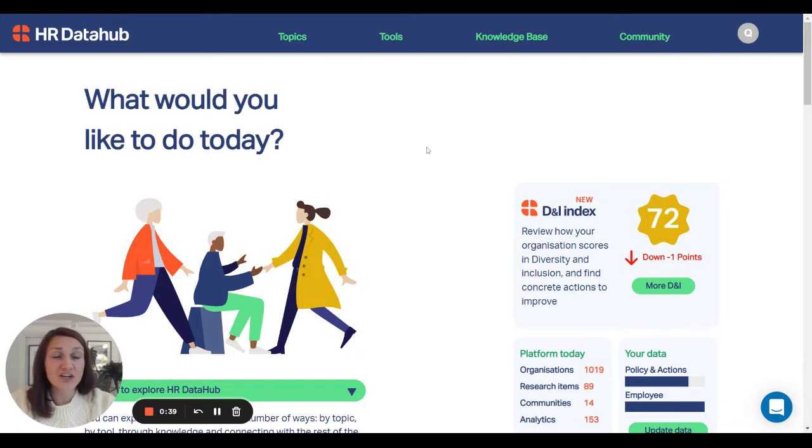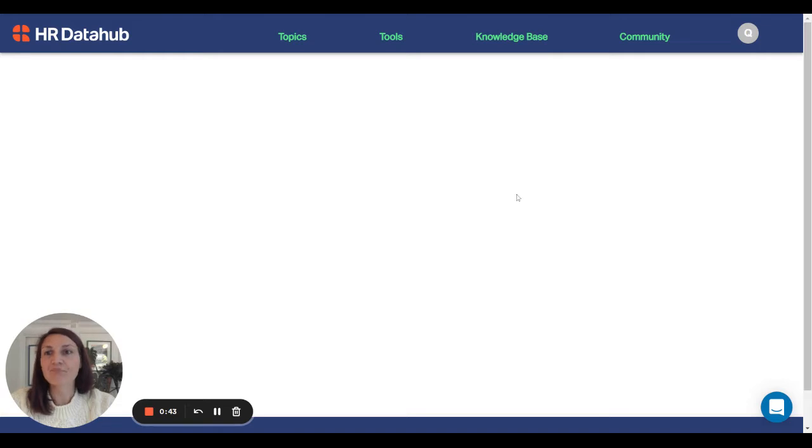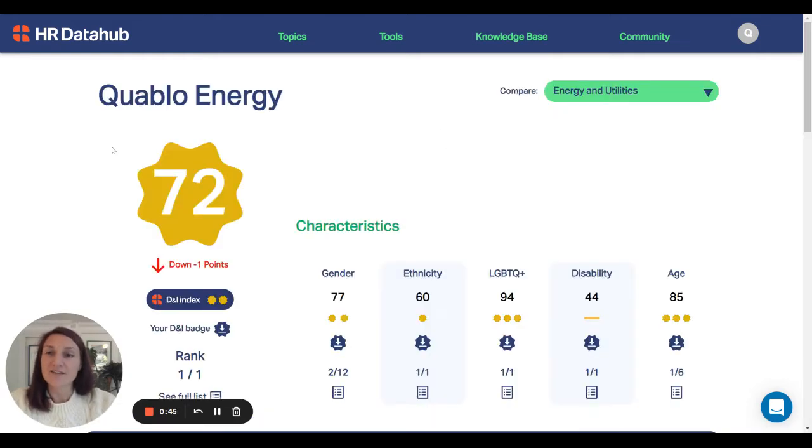I'm in the homepage of HR Data Hub now, and I can straight away head over to the D&I Index here. From the top, it's going to show me the overall score for Quablo Energy, which is 72 points out of 100. You get an overall score if you have submitted data and have a score for at least 3 characteristics or more. Here, Quablo has done an amazing job at gathering data from the majority of their employees, and so they have a score for everything.